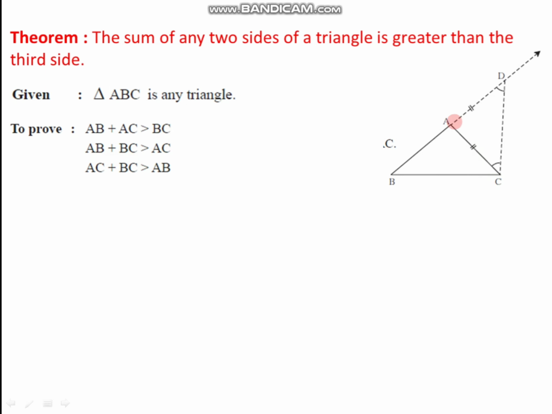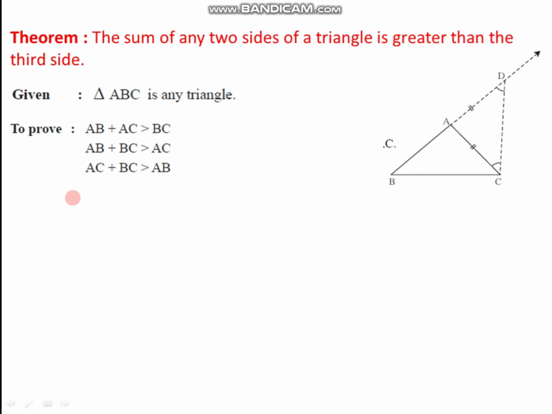AB plus AC must be greater than BC. Now secondly, if we consider AB and BC, these two sides, then AB plus BC must be greater than the third side AC. And we have another pair of sides, AC and BC. If we add these two sides, this AC plus BC, its sum must be greater than the third side AB. So these are the three statements we have to prove.